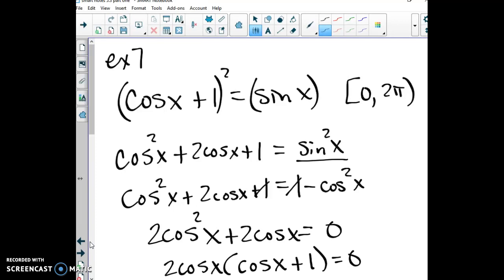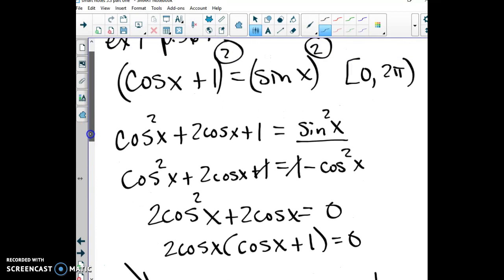On to example 7. At the top of page 369, where we find example 7, it says sometimes you need to square each side of the equation to obtain a quadratic function that we can then use the quadratic formula on or factor. So example 7 says we're going to square and convert to a quadratic type. We're starting out with cosine x plus 1 is equal to sine x. We're going to square both sides of this. That's what we've done here and here, taken the original.